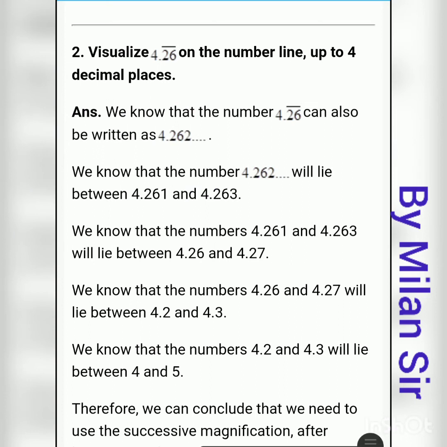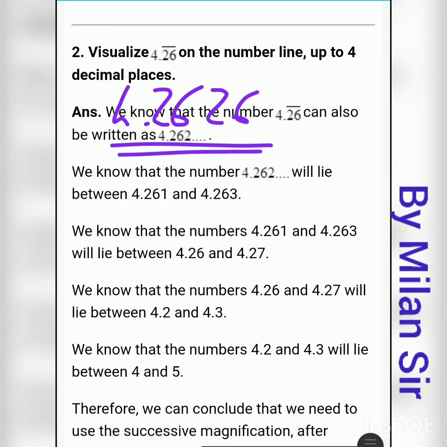But here we need to represent this number up to 4 decimal places. So 4.2626, up to 4 decimal places. After the decimal point we want 4 digits, so 2626. We need to represent this number on the number line by successive magnification.